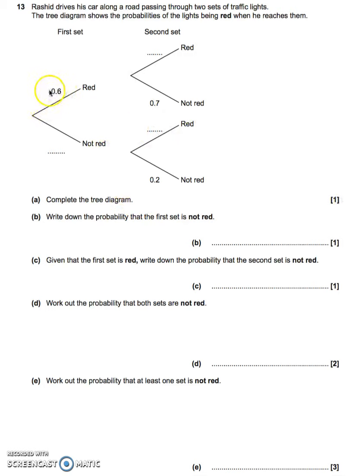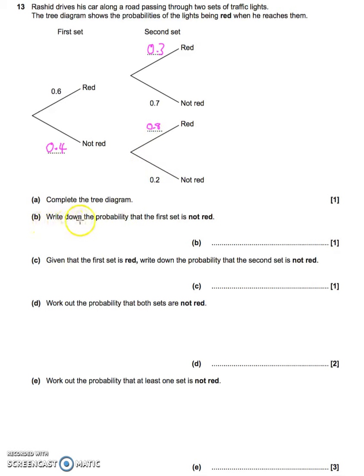You know, or you should know, that these two numbers, this one and this missing one here, have to add up to 1, because these two events are mutually exclusive. You can't have a red light and not a red light at the same time. So the missing value is 0.4 in this instance, because that would make 1 if you added those together. Same reasoning applies here, so 0.7 and 0.3. And same reasoning applies here for these two branches, 0.2 and 0.8. There we go. So we've completed the tree diagram.